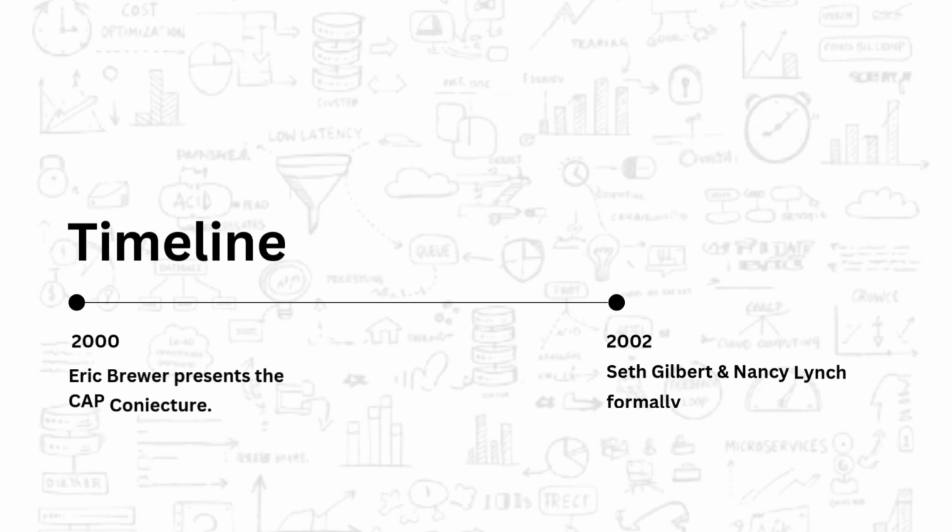So, a little bit of history. This whole thing started as a conjecture from Eric Brewer back in 2000, and then it was formally proven a couple of years later. And a key thing to remember here is that this isn't just a database thing. Nope. It applies to any distributed system where you're sharing some kind of state.